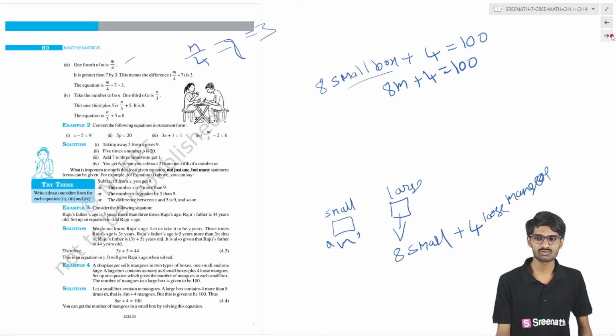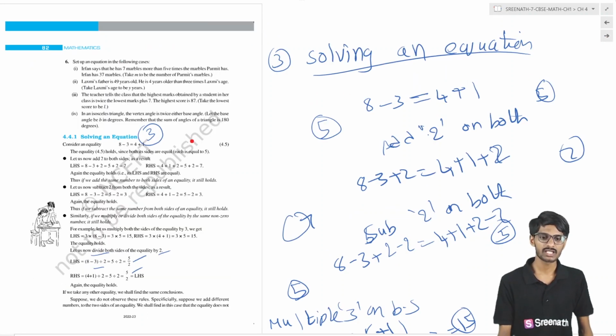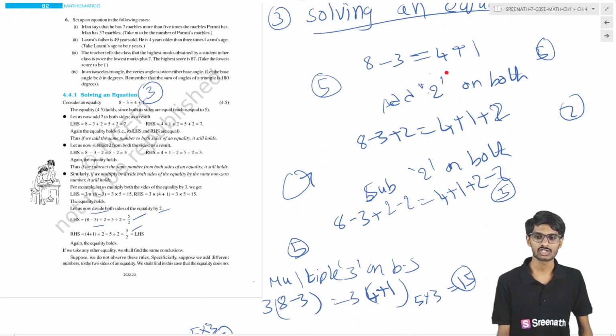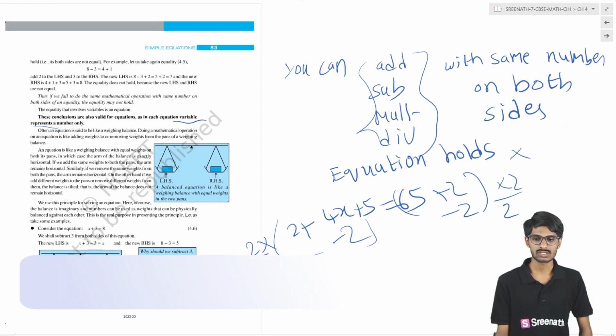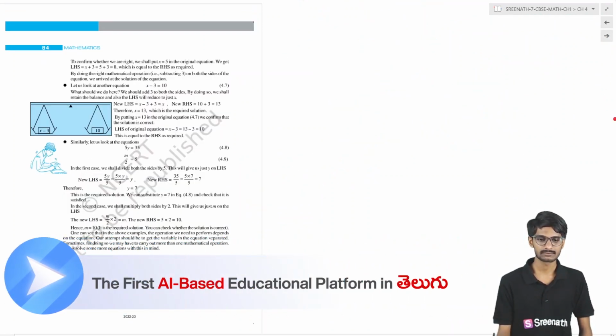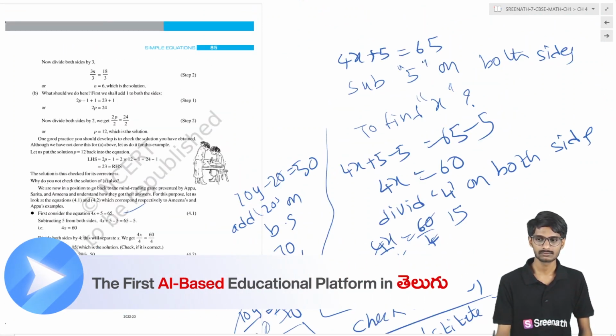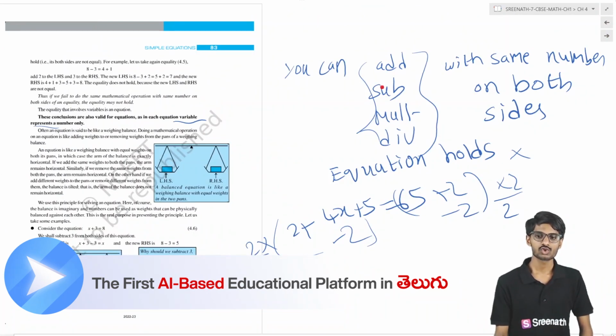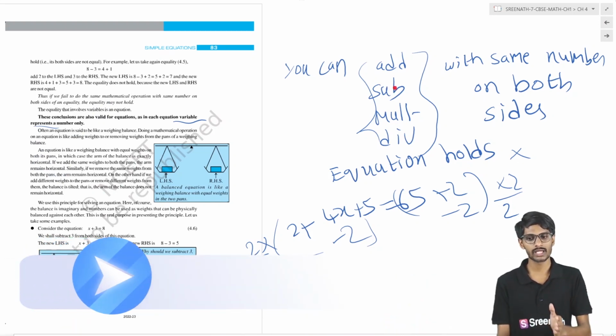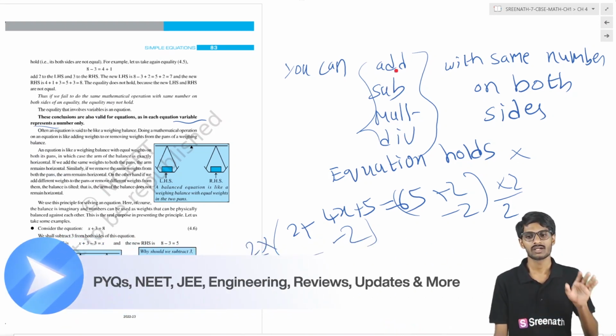And the next thing is solving an equation. How to solve an equation? If you do the same thing on both sides, it will not affect the equation. So, one thing I want to say simply: if you add, subtract, multiply or divide, whatever operation you are doing, it does not matter.